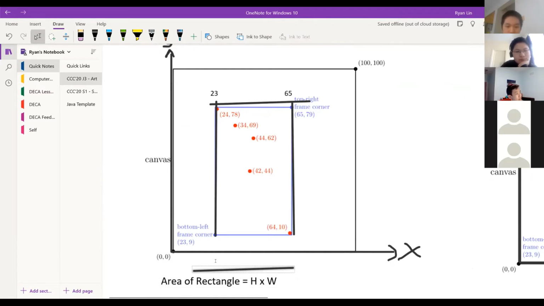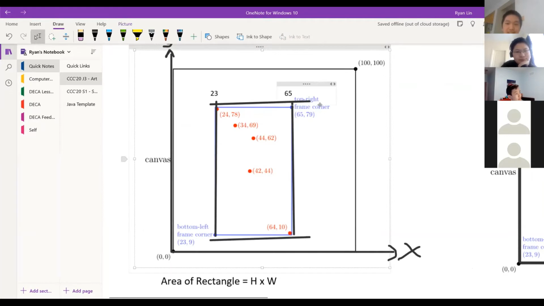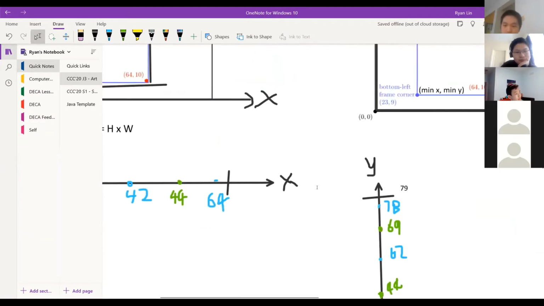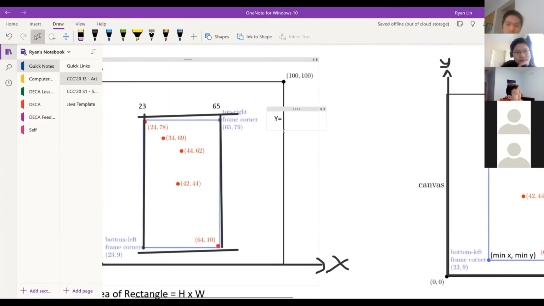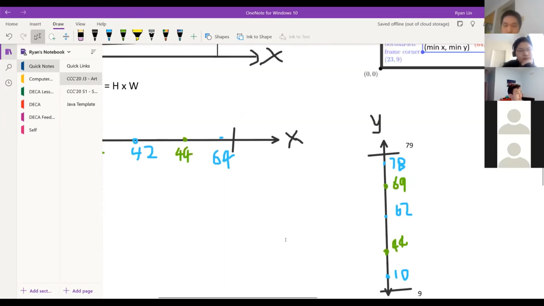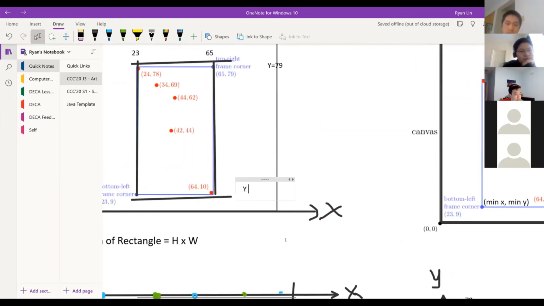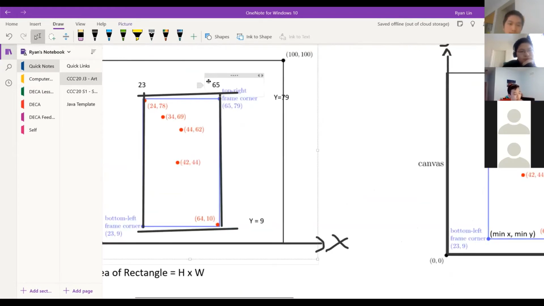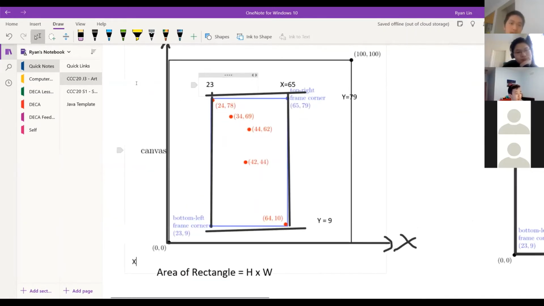Awesome. If only I could draw. Okay, that's not perfect, but we know that this side is y equals 79, right? And this part is going to be y equals 9. And this line was x equals 65. And this line was x equals 23.